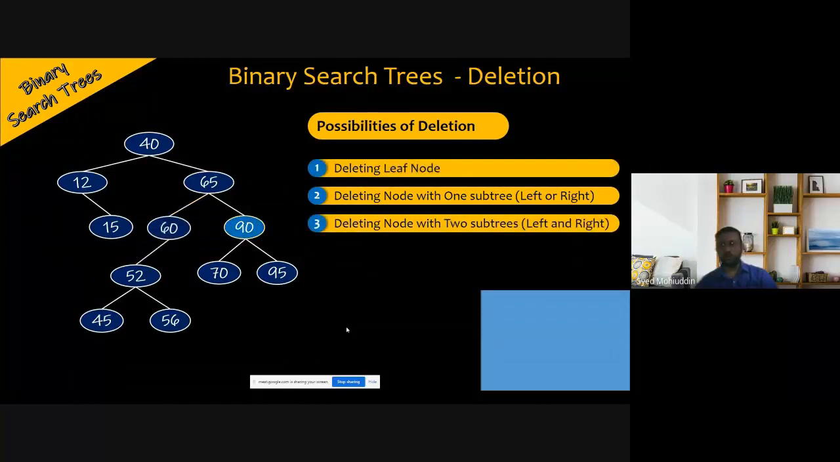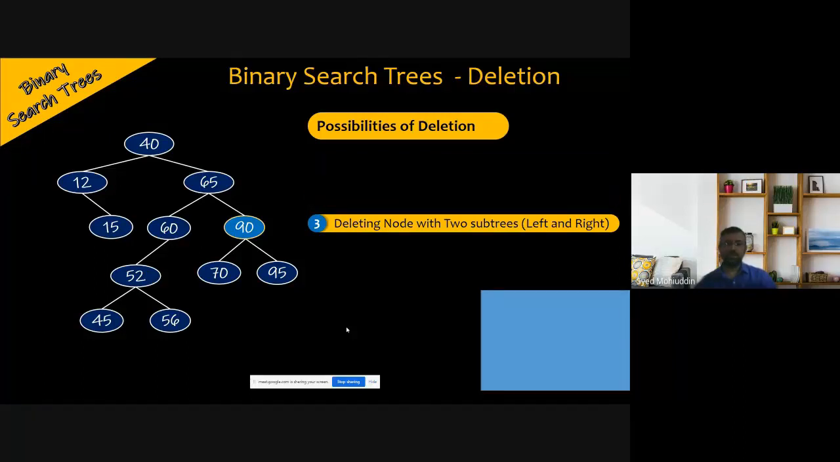Now, the most difficult scenario is deleting a node with two subtrees, that is, left and right subtrees. Let us consider node 90. Node 90 has node 70 and node 95.